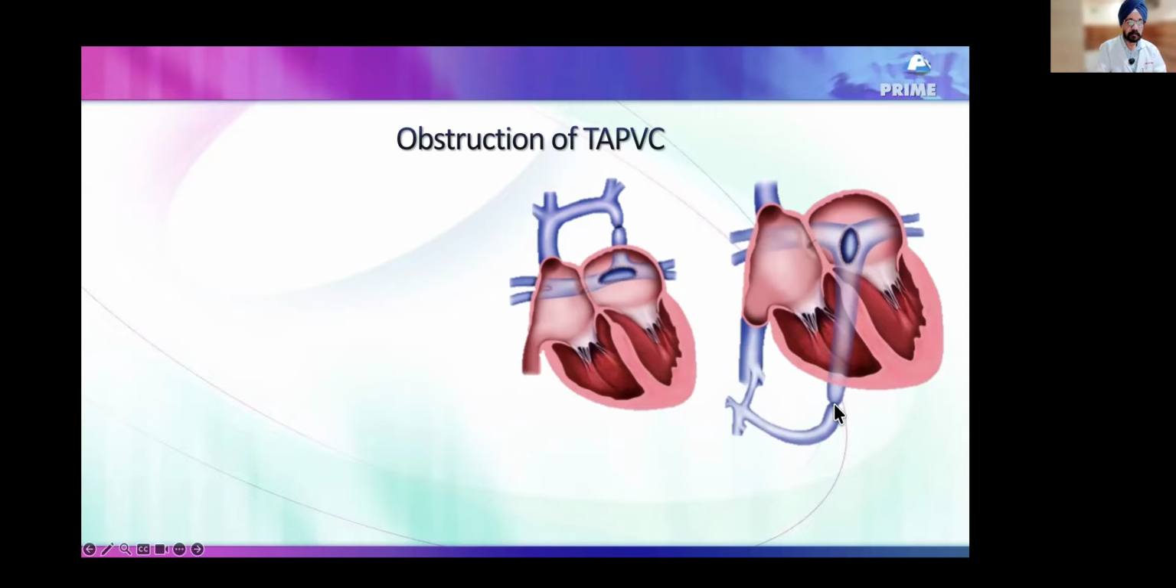And this is the infracardiac which gets obstructed. Supracardiac, a small number would get obstructed. Cardiac would never be obstructed ever. And infracardiac almost always obstructed.